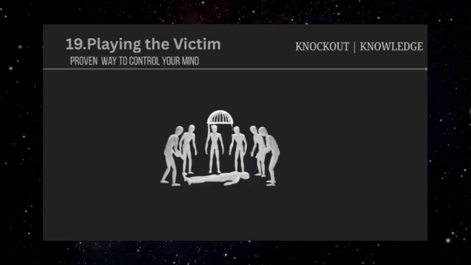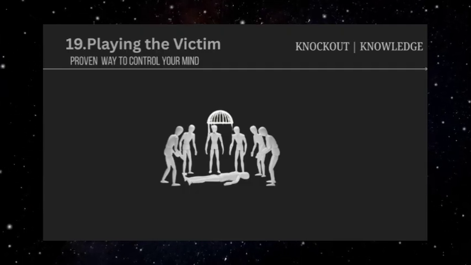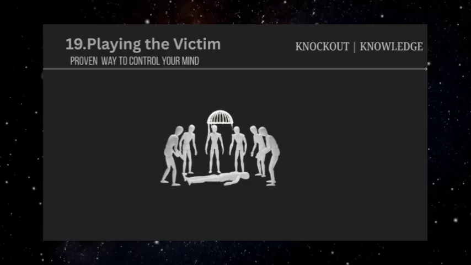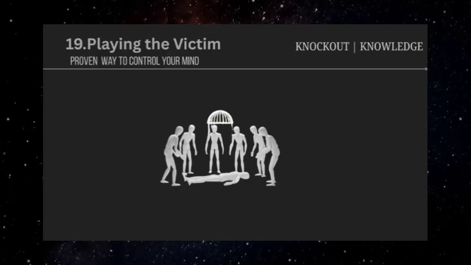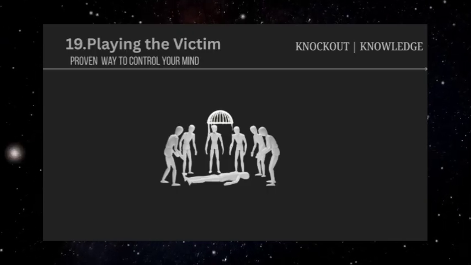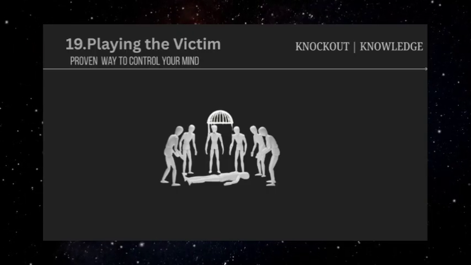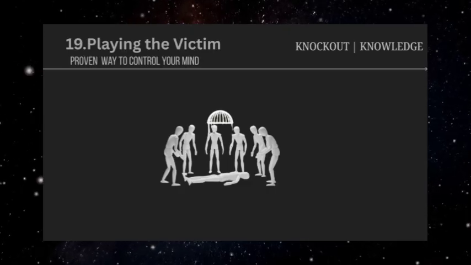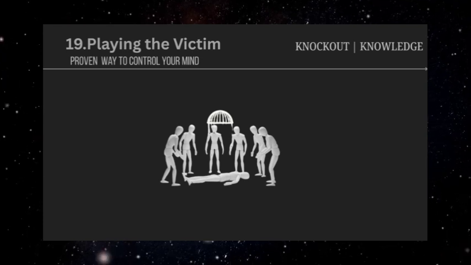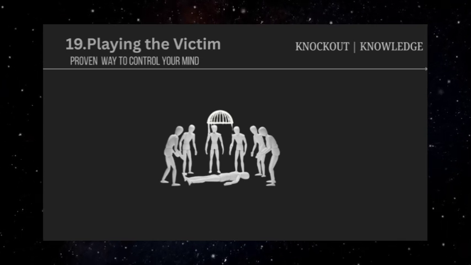19. Playing the victim. Make yourself the victim to gain sympathy and control. Playing the victim is a manipulation technique where someone consistently portrays themselves as wronged, misunderstood, or unfairly treated in order to gain sympathy, avoid accountability, and control the behavior of others. This technique exploits our natural compassion and desire to help those who are suffering, redirecting attention away from the manipulator's harmful behavior and toward their claimed victimization.